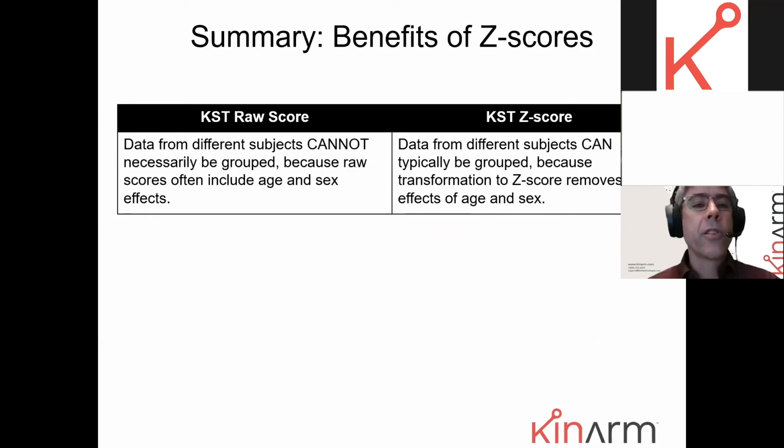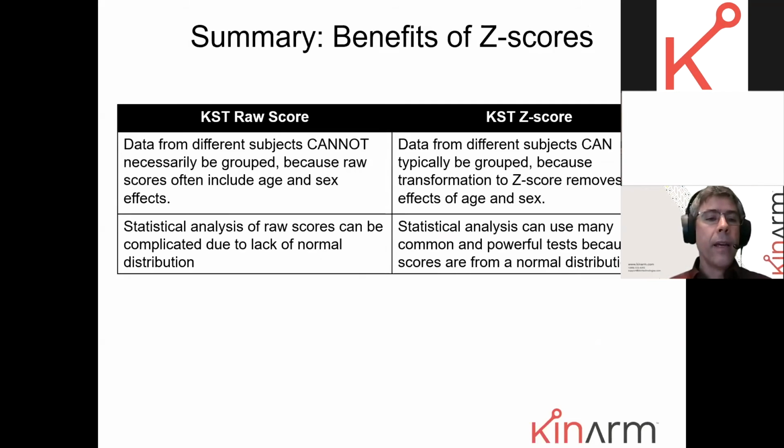I'm going to compare, just to sort of summarize where we're at in terms of these Z-scores here. If you compare raw scores and Z-scores, why would you want to use one or the other? Well, if you're trying to group your data to do some sort of group analysis, you cannot do that with the raw scores. You have to convert to Z-scores because that removes the effects of age, sex, and handedness. If you want to use a statistical test that makes an assumption about normality, then again, for most parameters, you can't use the raw scores. You need to use the Z-score.